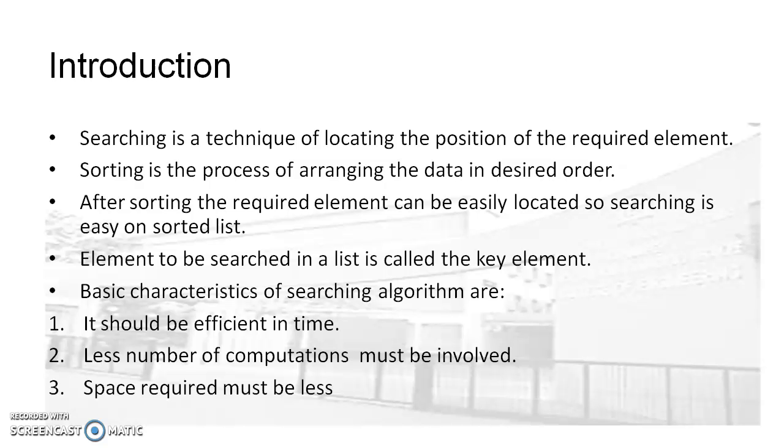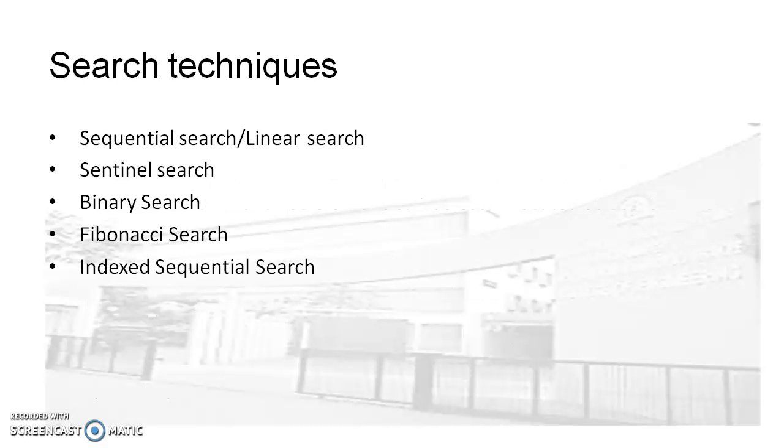There are some basic characteristics of the searching algorithm. These are: the searching algorithm should be efficient in time, it should involve less number of computations, and the space required for performing the search operation must be less. With these features, there are different searching techniques in existence, like the sequential search, which is also called the linear search, sentinel search, binary search, Fibonacci search, and index sequential search. These are the various searching algorithms. We will be discussing some of these searching techniques in this video.